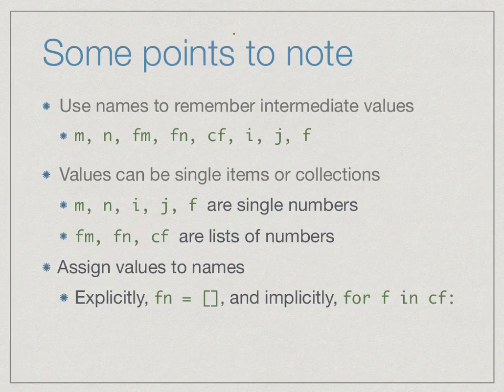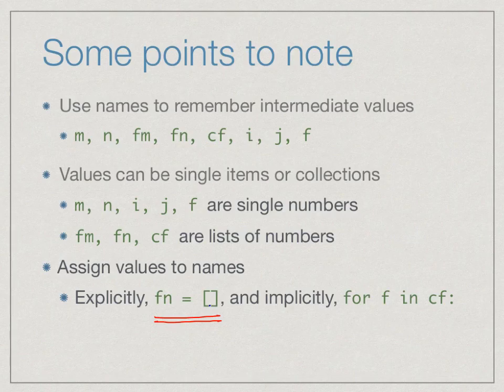So what can we do with these names and values? Well, one thing is we can assign a value to a name. So for instance, when we write fn is equal to the empty list, we are explicitly setting the value of fn to be the empty list. Right? This tells two things. It says the value is an empty list. It also tells Python that fn denotes a list. So there are two steps going on here as we will see.